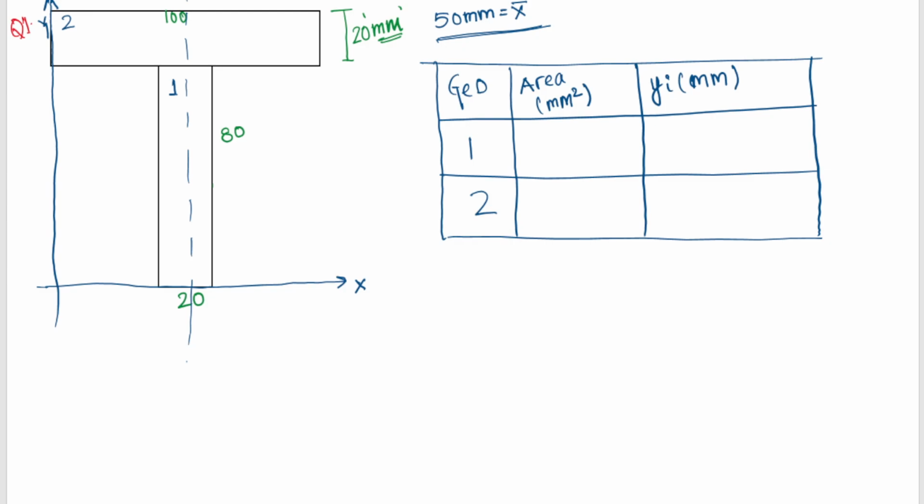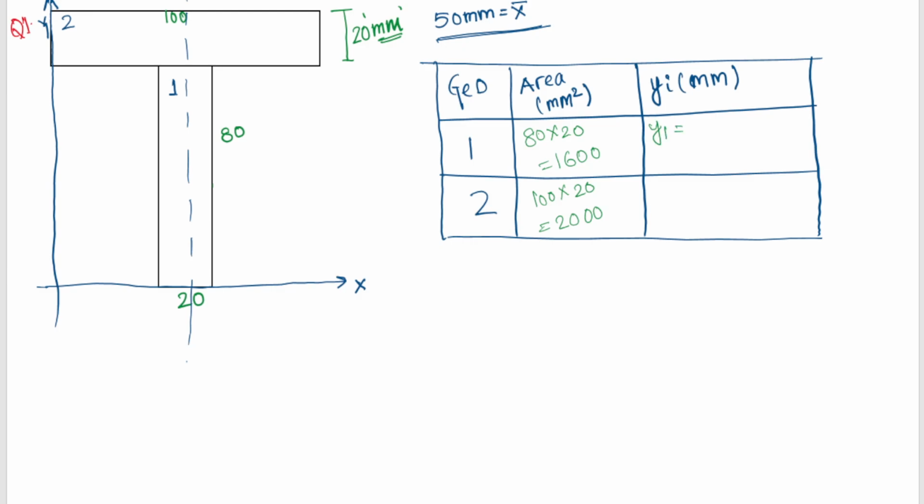Now first thing, let's talk about the area of geometry 1. So geometry 1 is this bottom rectangle with a height of 80 mm and a width of 20 mm. So the value is 80 into 20, which is equal to 1600 mm square, and area 2 is of breadth 100 mm and depth 20 mm. So the area is 100 into 20, which is equal to 2000 mm square. Now let's try to find yi, that is, in this case we are trying to find y1.